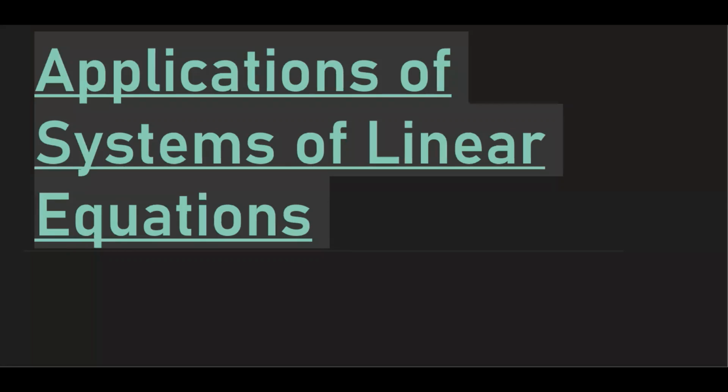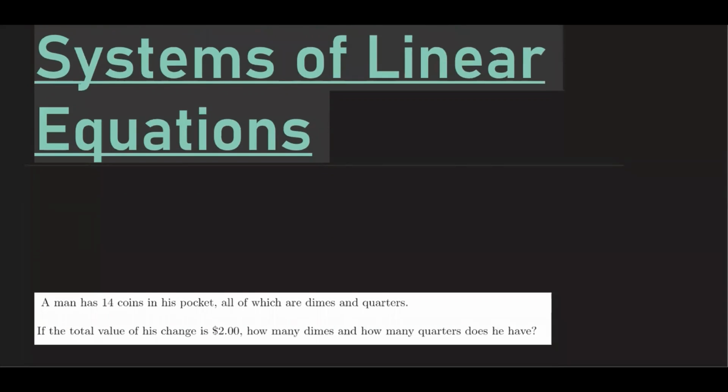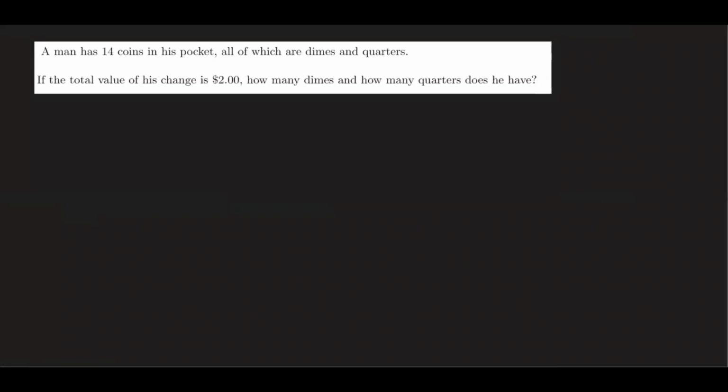All right, so in this video, we're going to talk about applications of system of linear equations. So let's take a look at our first example. Here we have a scenario. A man has 14 coins in his pocket, all of which are dimes and quarters. If the total value of his change is $2, how many dimes and how many quarters does he have?